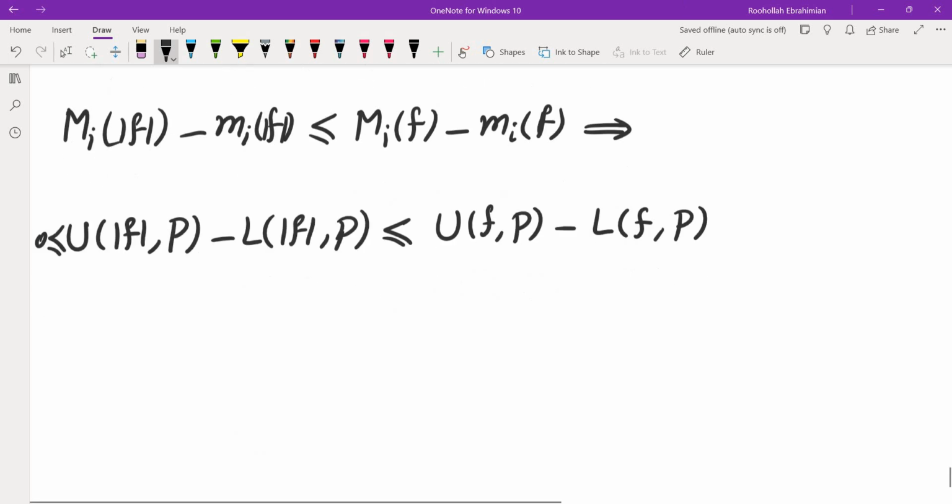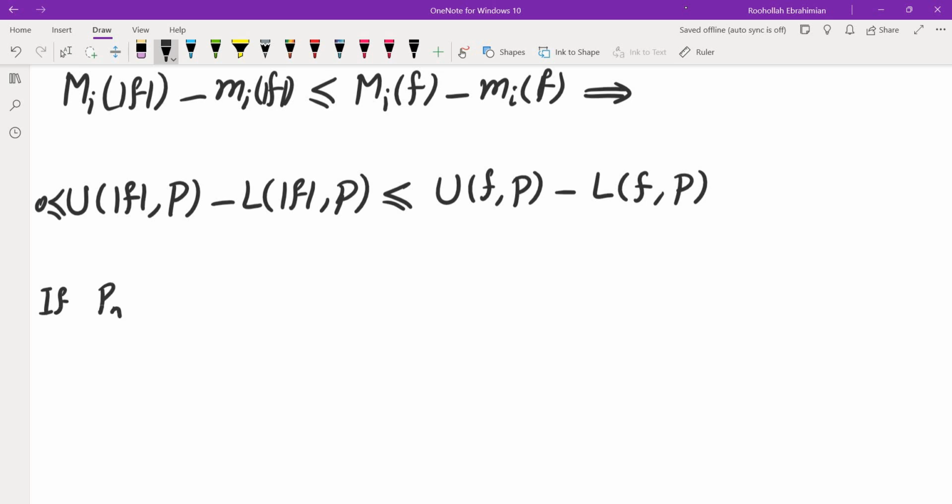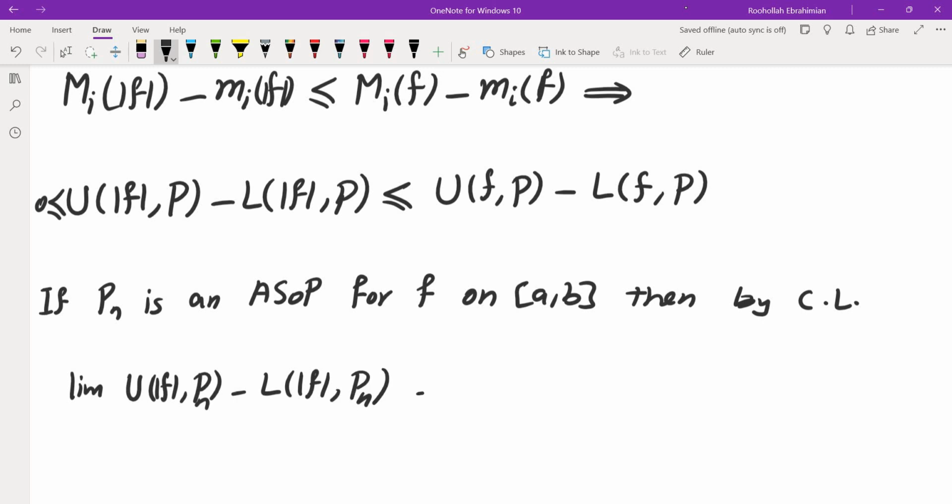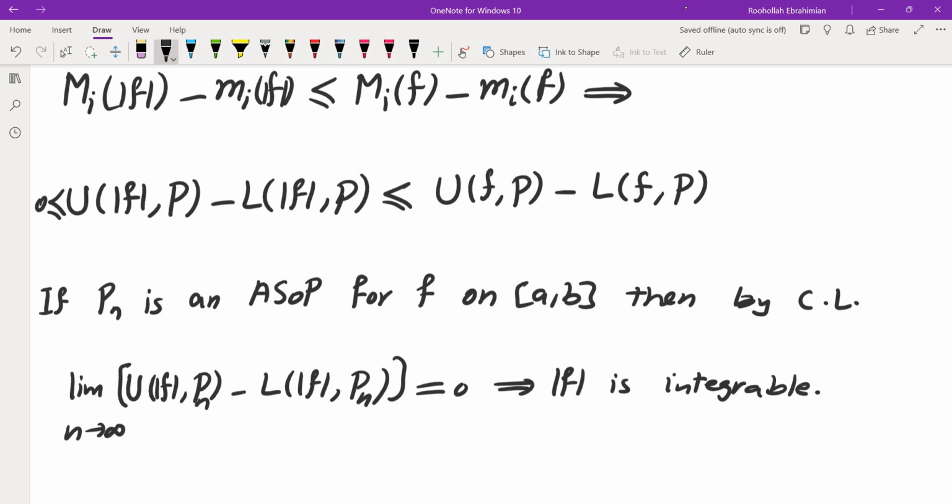So, a similar strategy again. If Pn is an Archimedean sequence of partitions for f on AB, then by the comparison lemma, the limit of the upper sum for the absolute value of f minus the lower sum for the absolute value of f is also 0 as n approaches infinity. And that means the absolute value of f is in fact integrable. Okay, so if f is integrable, then the absolute value of f is also integrable.